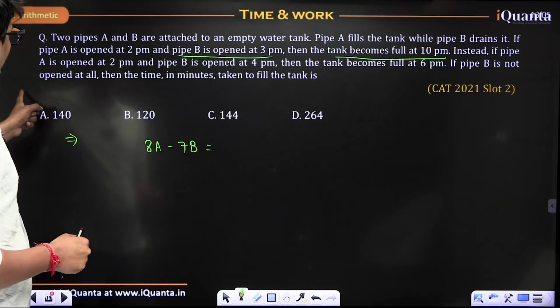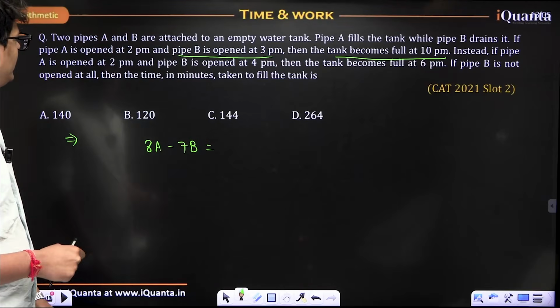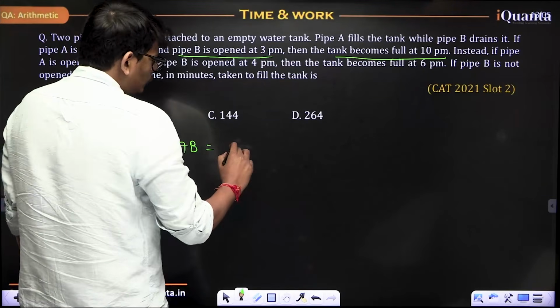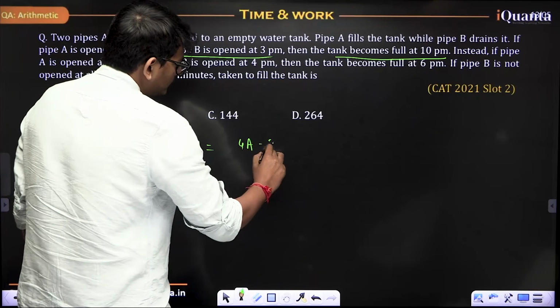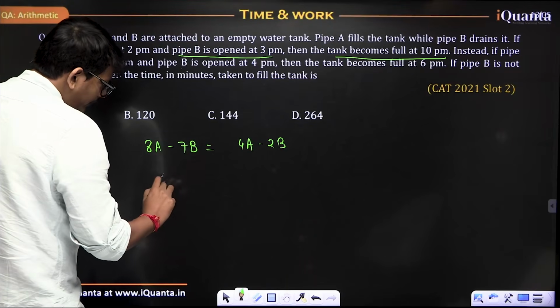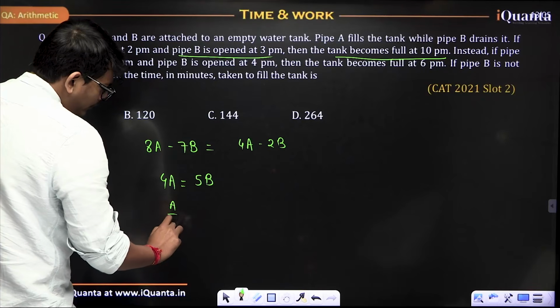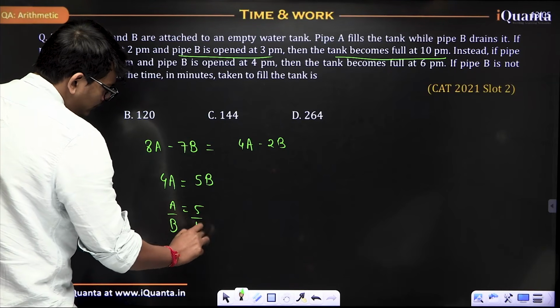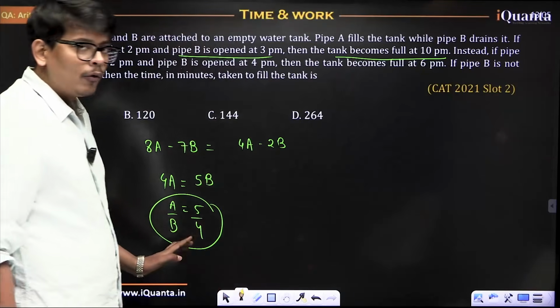Instead, if pipe A is open at 2 p.m., pipe B is open at 4 p.m., the tank becomes full at 6 p.m. Let's look at this. So A would have worked 4 hours, B 2 hours. This is your work. So simplify. 4A is equal to 5B. So A by B is equal to 5/4. Okay? So A will be doing 5 units of work, B will be doing 4 units of drain.